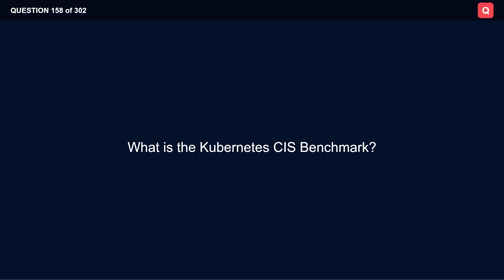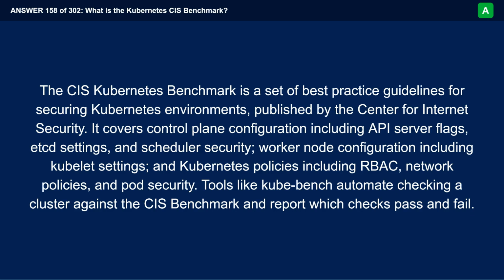What is the Kubernetes CIS benchmark? The CIS Kubernetes benchmark is a set of best practice guidelines for securing Kubernetes environments, published by the Center for Internet Security. It covers control plane configuration including API server flags, etcd settings, and scheduler security, worker node configuration including kubelet settings, and Kubernetes policies including RBAC, network policies, and pod security. Tools like kube-bench automate checking a cluster against the CIS benchmark and report which checks pass and fail.